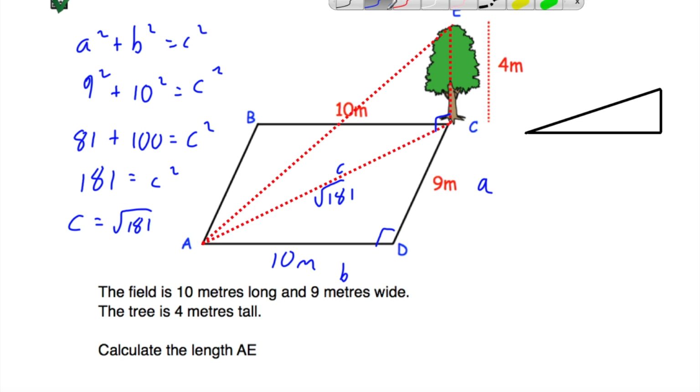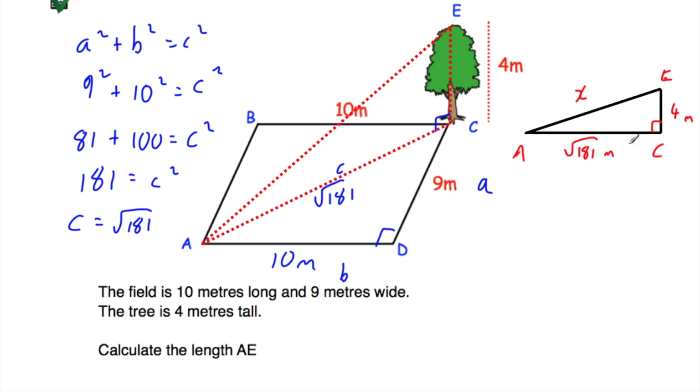Okay, and let's label on those measurements. So that means that CE, so that's ACE. CE is 4 meters. AC is equal to the square root of 181 meters, and AE is what we're trying to find out. I'm just going to call that X, and that's a right angle triangle. So as you see, it's a right angle triangle there.